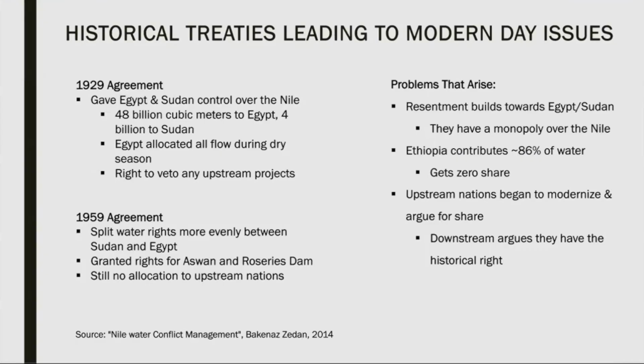Again, this built resentment in the region because now Egypt and Sudan have a monopoly over the Nile River. Ethiopia is upset because over 80% of the water is contributed by them, and they get a 0% share of the Nile. As upstream nations began to modernize, they started to argue for a share as they wanted it for electrical and agricultural reasons.